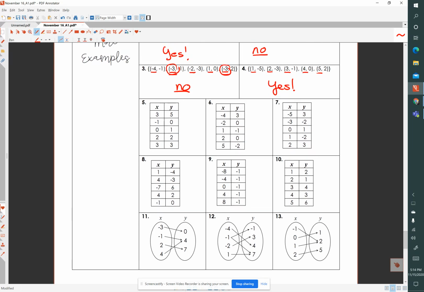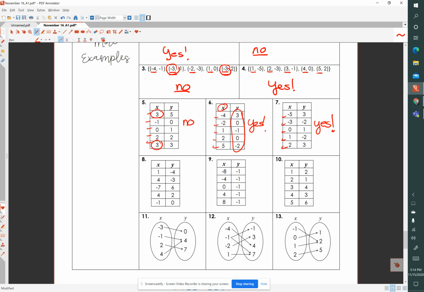Now, can we ask the same question with a table of values? Let's look at 3, -1, 0, 2, 3. I've got a repeat, not a function. Here, again, I'm looking at the x values: -4, -2, 1, 2, 5. We're good. We can have repeated y values, but not x values, so this is a function. Again, looking at the x values: -5, -3, 0, 1, 2. That's okay. Yes, it is a function.